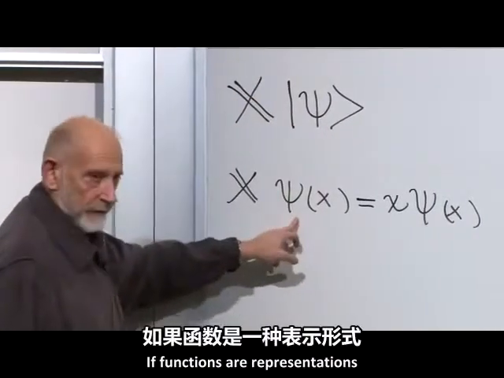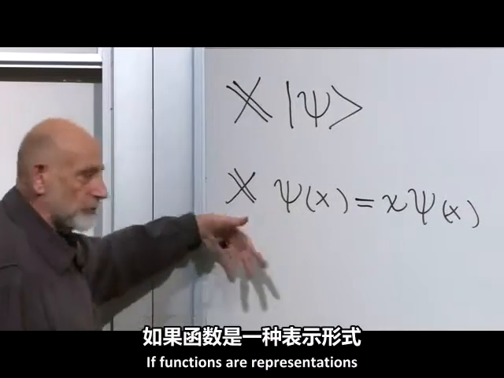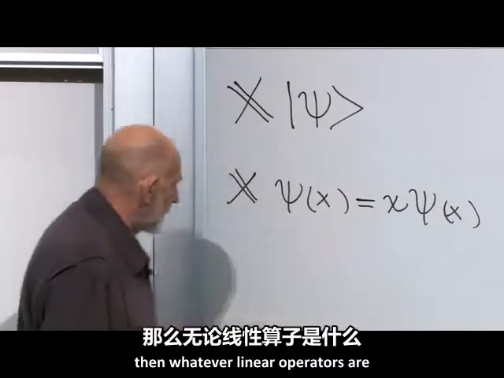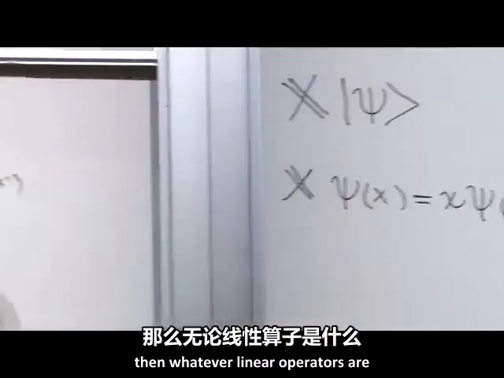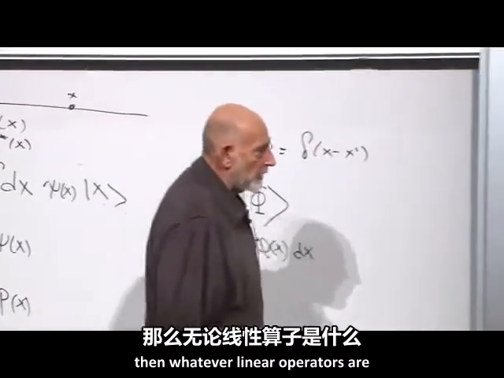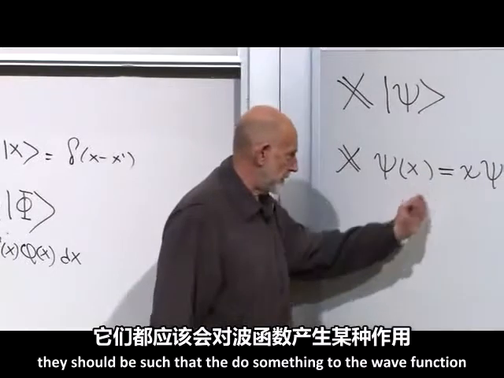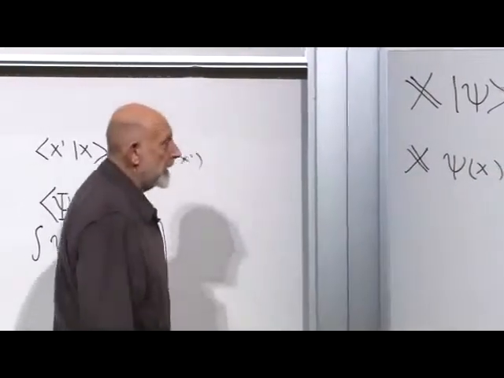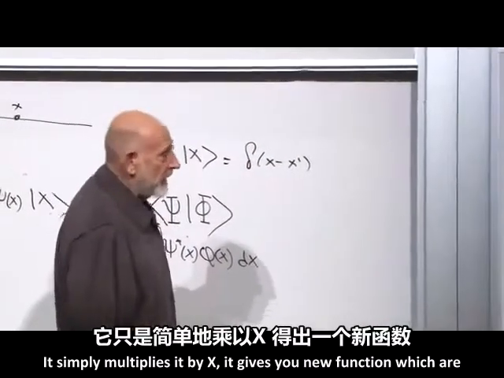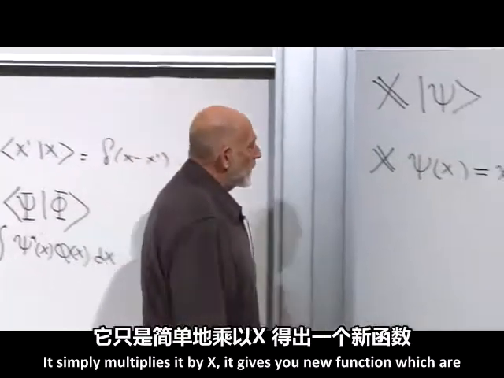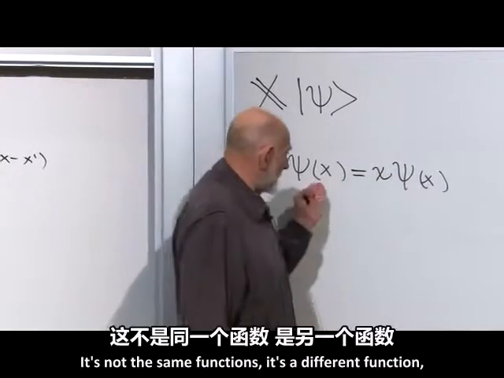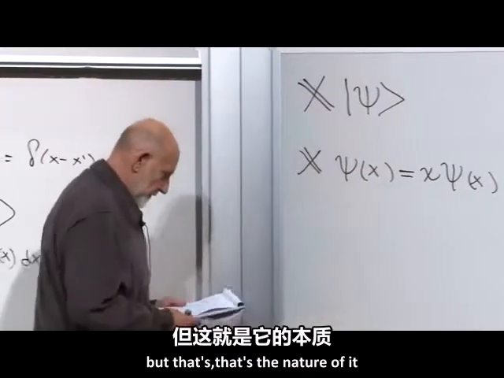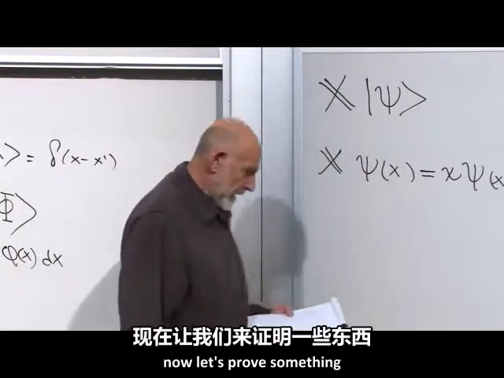If functions are representations which represent those vectors, then whatever linear operators are, they should be such that they do something to the wave function. And this is what x does to the wave function. It simply multiplies it by x. It gives you a new function, not the same function, a different function, but that's the nature of it. Now let's prove something.